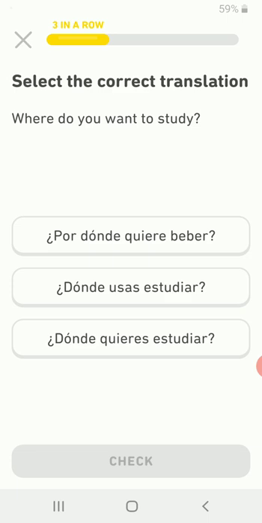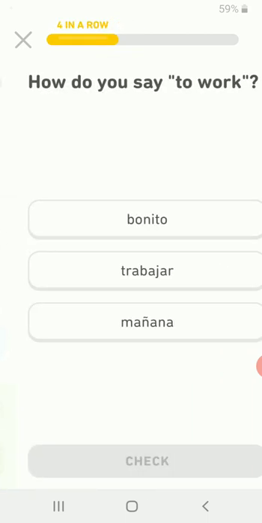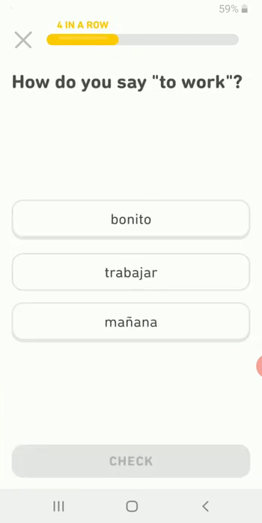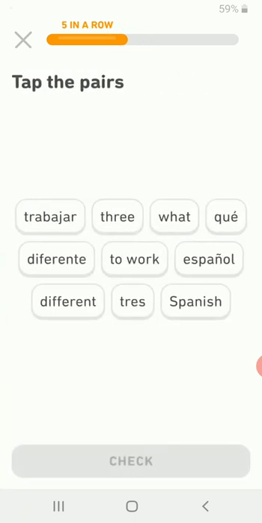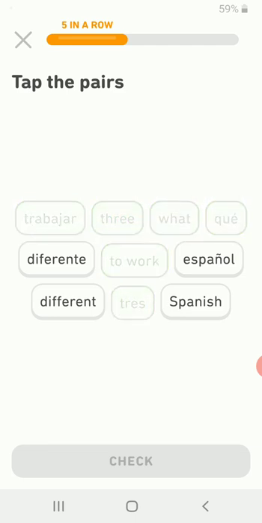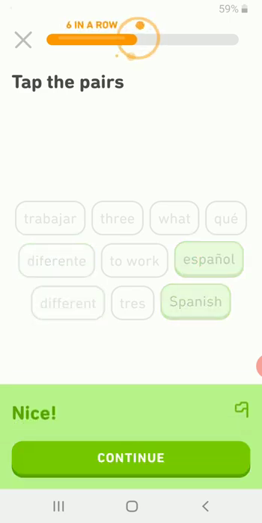What do you want to study? ¿Dónde quieres estudiar? To work. Trabajar. Bonito is just pretty. So let's pair up the words. Trabajar, to work. Free is tres. Que is what? Diferente is different. Español.